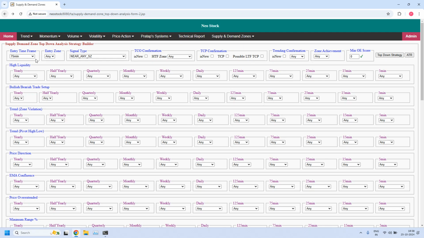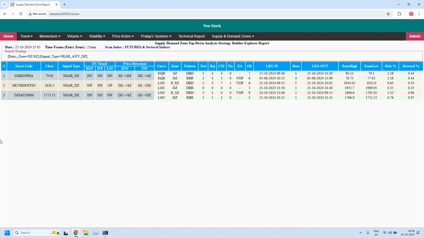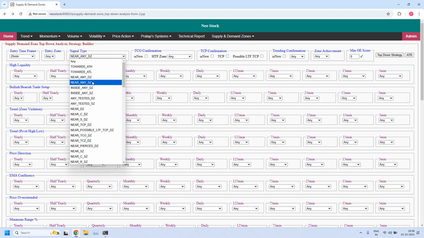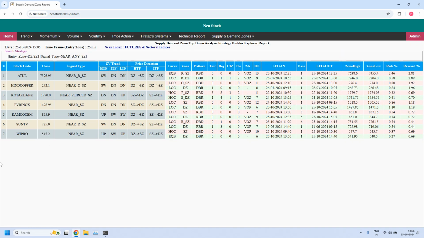Okay. The next time frame is 25 minutes. So let us find the stocks near 25 minutes demand zone. 3 stocks are filtered. Next, for 25 minutes time frame, let's find the stocks near 25 minute supply zone. 7 stocks are filtered.